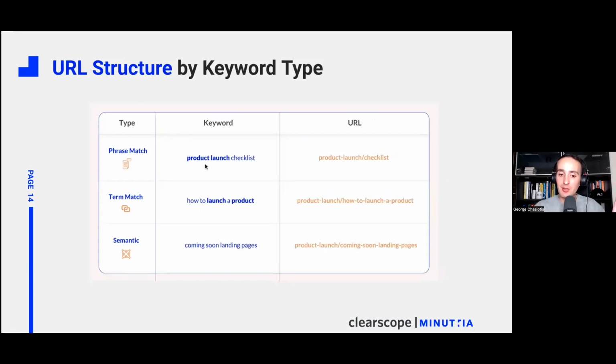Phrase match, product launch checklist. If we would like to, let's say, build a topic cluster around that and have a very clean and evergreen URL structure, so that we ensure and maximize crawl efficiency, if we have phrase match, as you can see here, we have product launch and then checklist. If our keyword is a term match, how to launch a product, we have product launch, which is our main subfolder, and then how to launch a product, exact match to the term match keyword. Semantic is treated in the same way as the term match, which is coming soon landing pages: product launch, coming soon landing pages, okay?